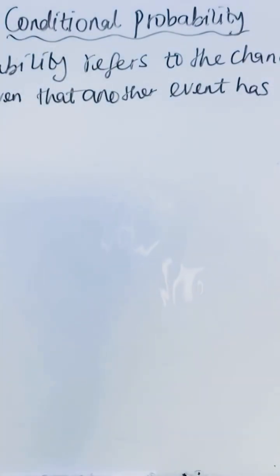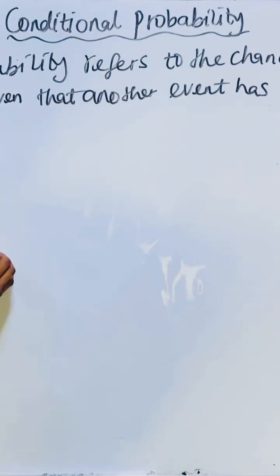So let's represent it using an event diagram. In this event diagram, we have event A and event B. Now you know that these two events have an intersection, which is A intersection B. True or false? True. So these two events have an intersection.